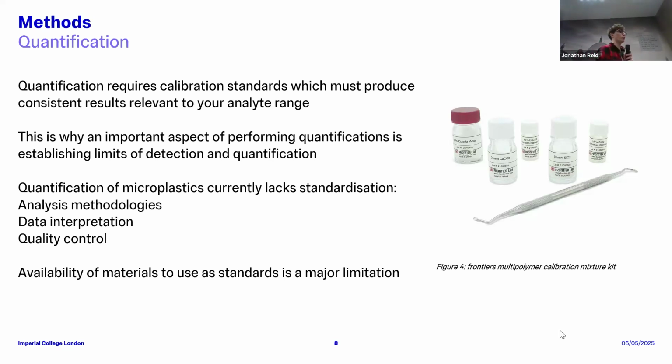So if the sample you're looking at has, for example, say 5 nanograms in it, and your calibration range goes from 100 nanograms up to 500, it doesn't matter, because it's outside of your range. You don't know if your method's accurate down to that level.